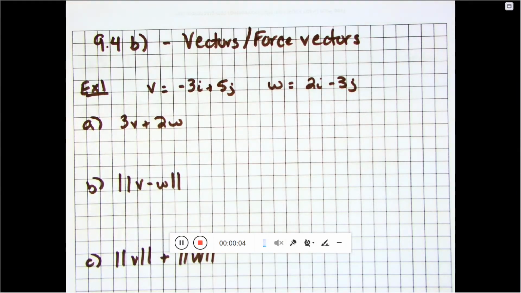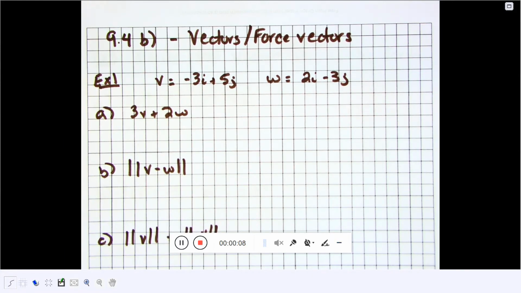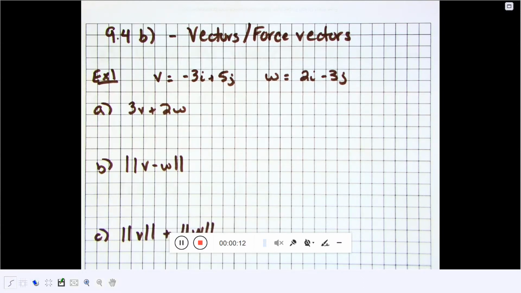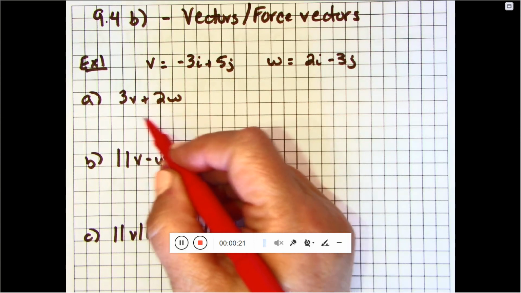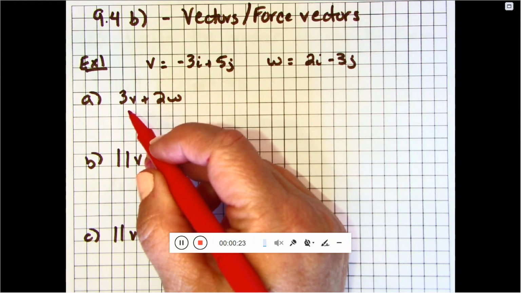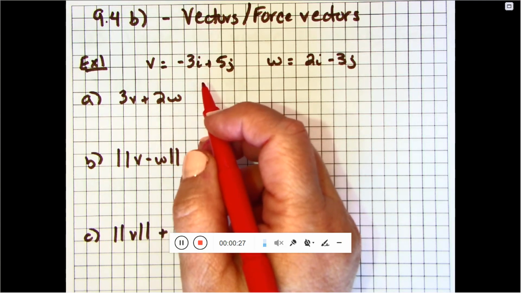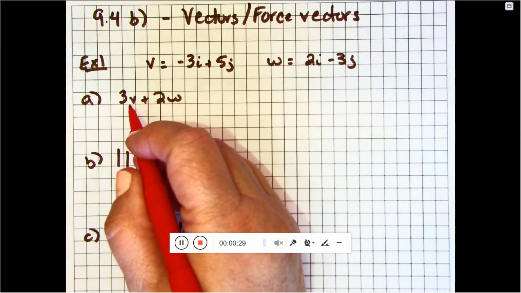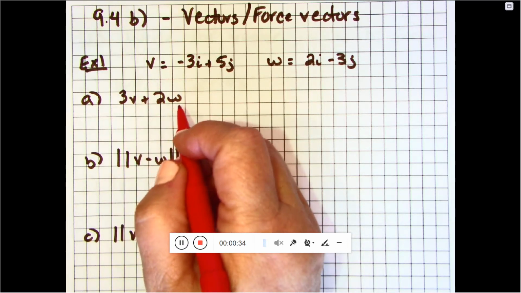Okay, now we're going to look at vectors from a slightly more algebraic approach than a graphing approach. First thing we want to do: we looked at how to draw something like this, where we took 3 of vector v and added it to 2 of vector w. Now we're just going to simply do it algebraically. These are called scalar multiples. This means take 3 times vector v, 2 times vector w.